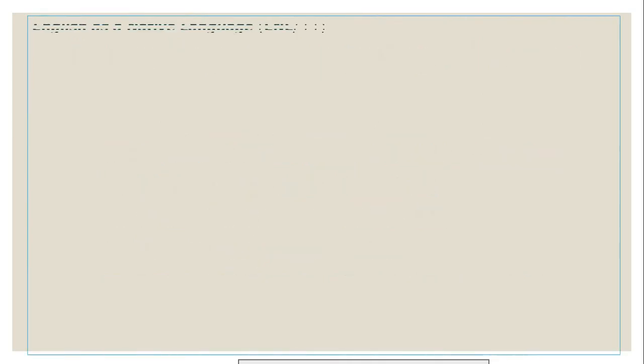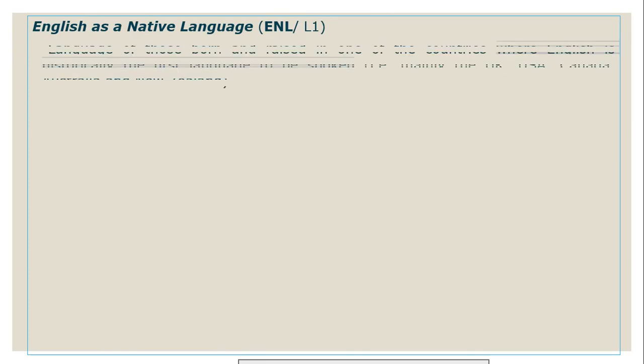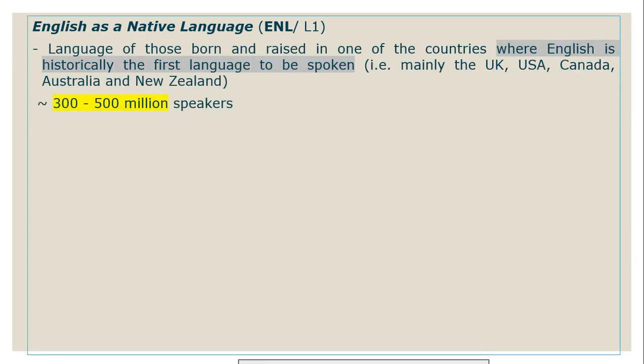Now, let's talk about it in more detail. English as a native language. It is a language of those born and raised in one of the countries where English is historically the first language to be spoken, and it's mainly in the UK, USA, Canada, Australia, and New Zealand, and there are about 300 to 500 million speakers.